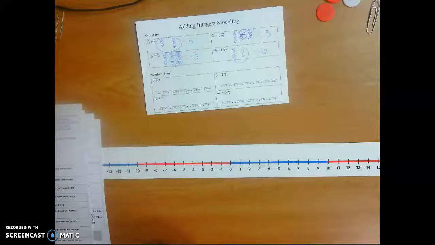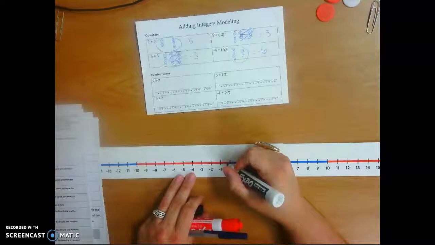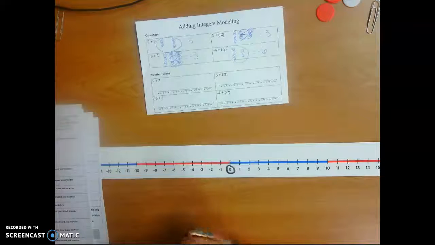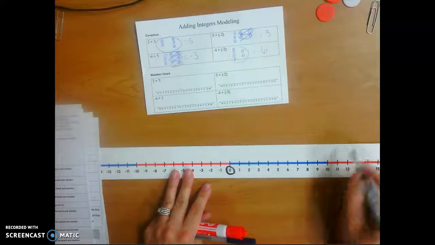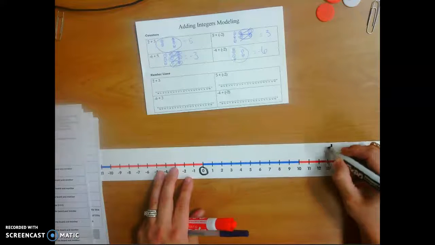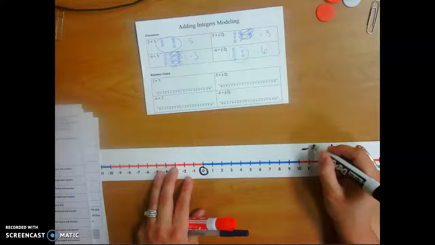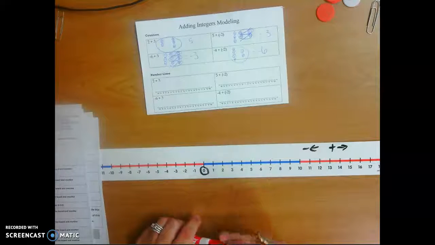The first thing we are going to do is find and mark 0. It is super, super important: you always start at 0. If it is a positive, we are going to move to the right. If it's a negative, you're going to move to the left. So positive is right, and negative is left. You can talk about that a little bit.